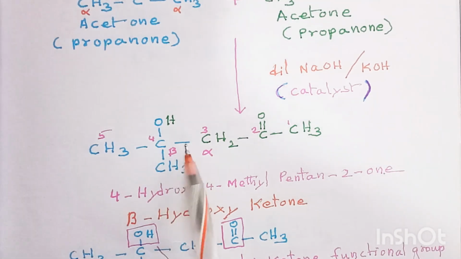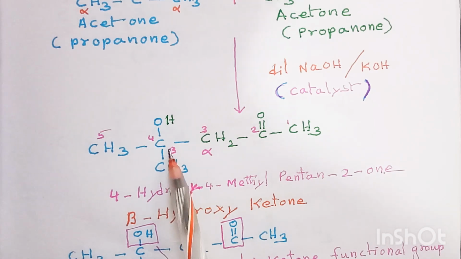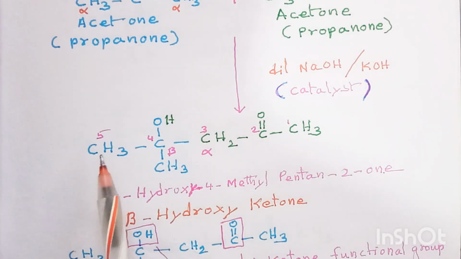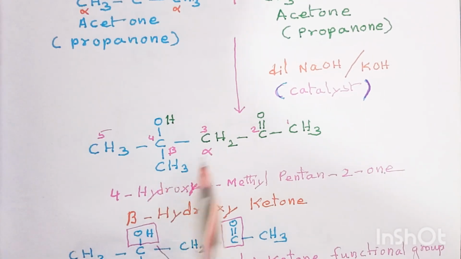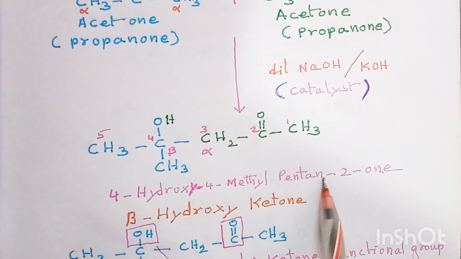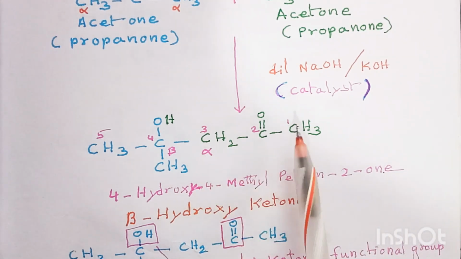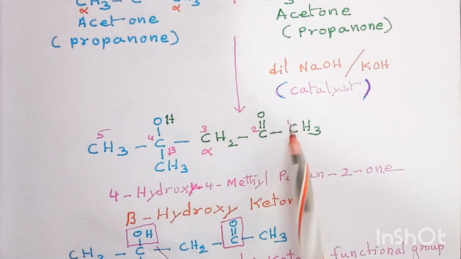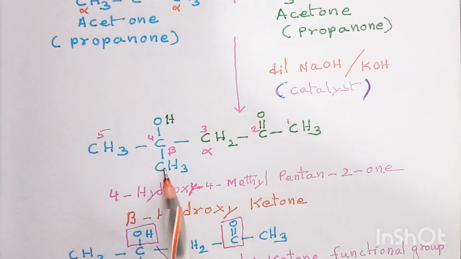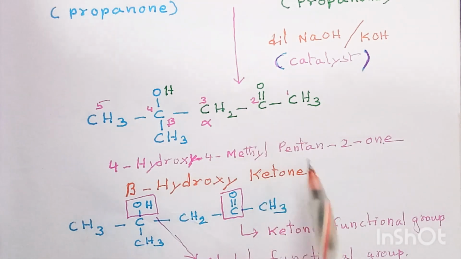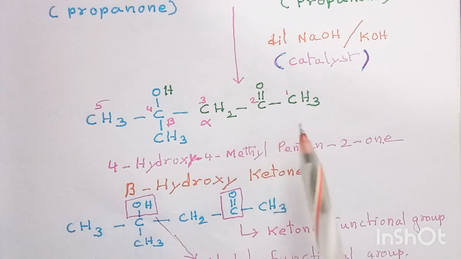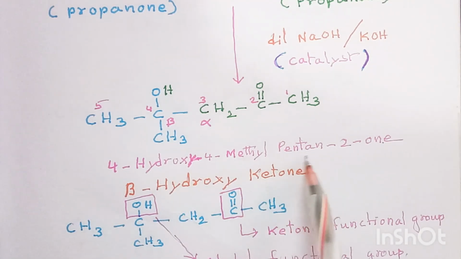Ketol products are also considered as aldols because of the similarity between aldehydes and ketones. So this is also considered as aldol product, though it is a ketol product. So we get (CH3)2COH CH2COCH3. This is 4-hydroxy, 4-methyl, pentan-2-one. This has 1, 2, 3, 4, 5 carbon atoms in the longest chain. So it is pentane. It has a hydroxyl group on 4th carbon and methyl group on 4th carbon. So it is called 4-hydroxy, 4-methyl, pentan-2-one because there is ketone group present on 2nd carbon atom.